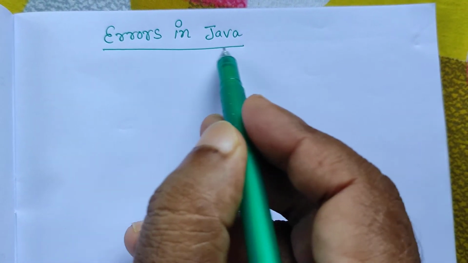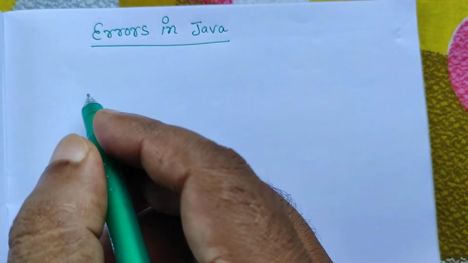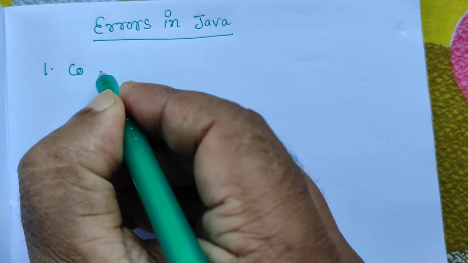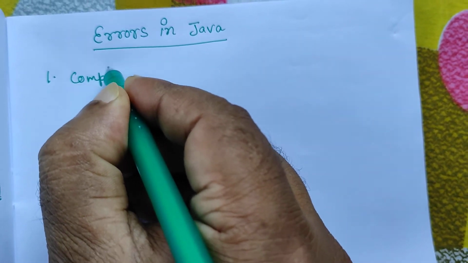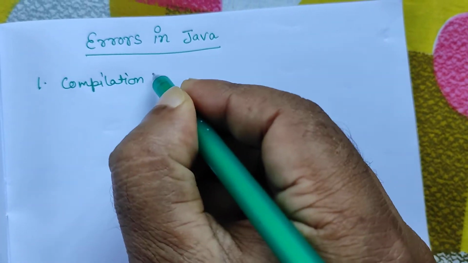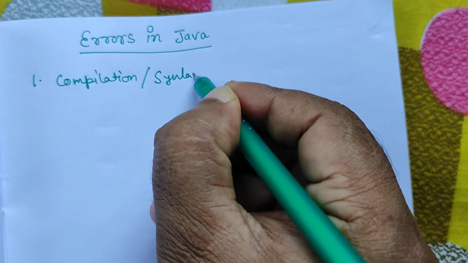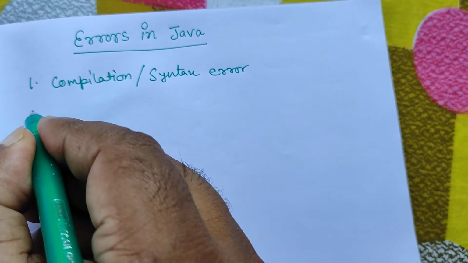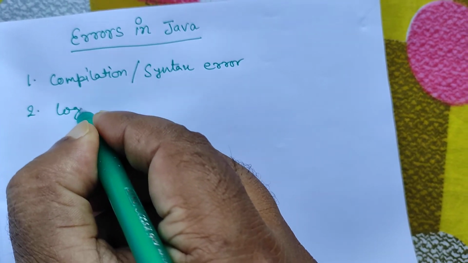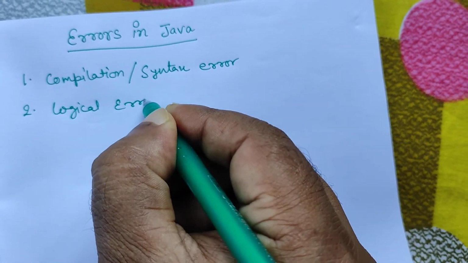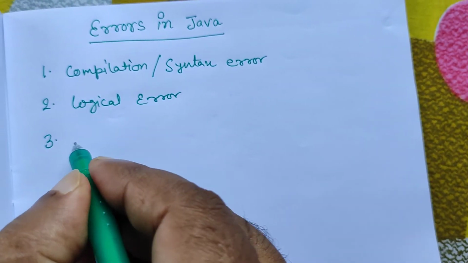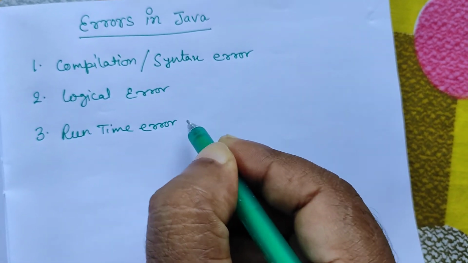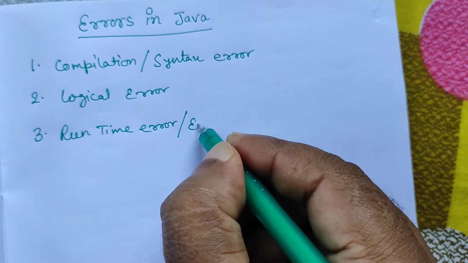Our topic is errors in Java. In Java, we have three types of errors generally. First, that is called compiler or syntax error. Okay. Second one, that is called logical error. And third one, that is runtime error. It is also known as exception errors.